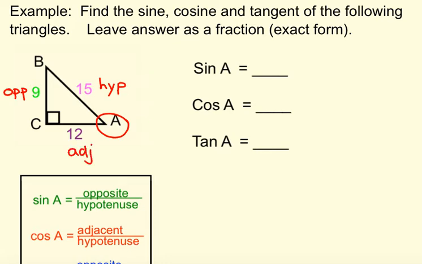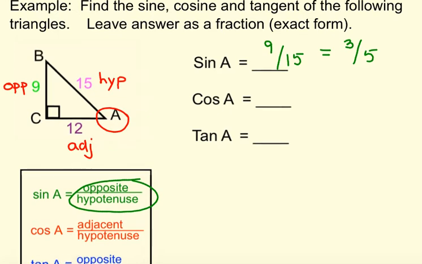All right, so let's find the sine first. So sine is found by opposite over the hypotenuse. So opposite is 9 and the hypotenuse is 15. We do want you to reduce it down to its lowest value, so this would reduce down to 3/5, and then leave it alone. The next one, the cosine of A.